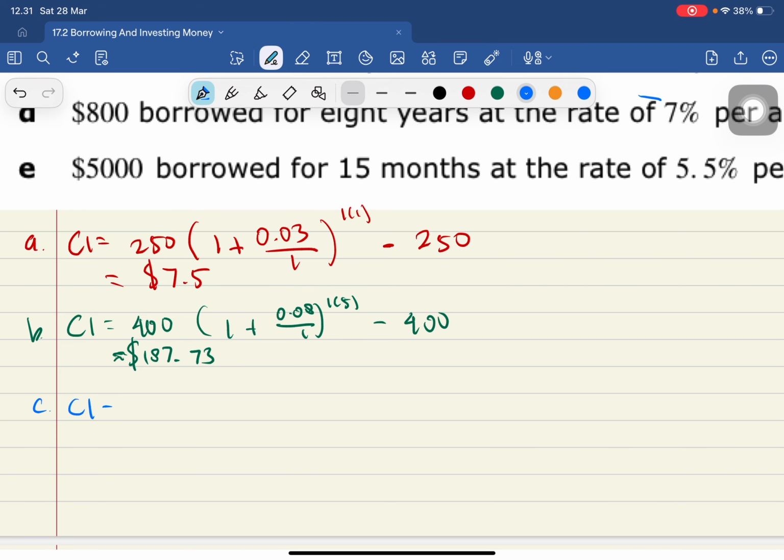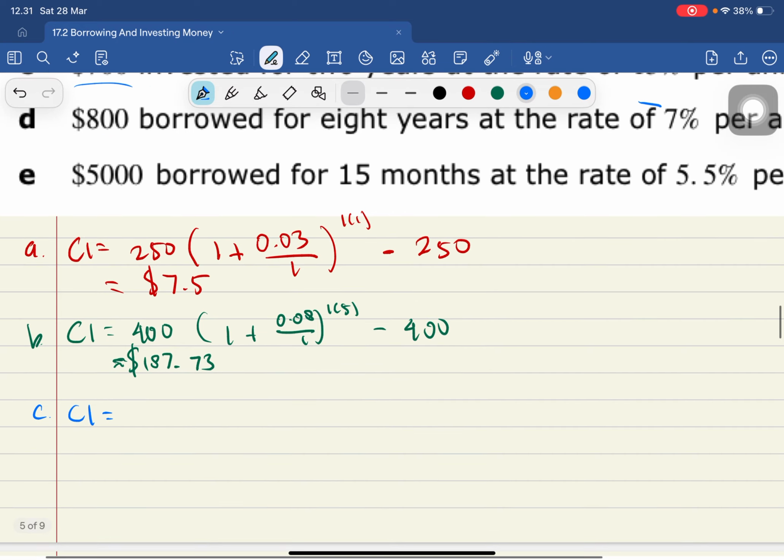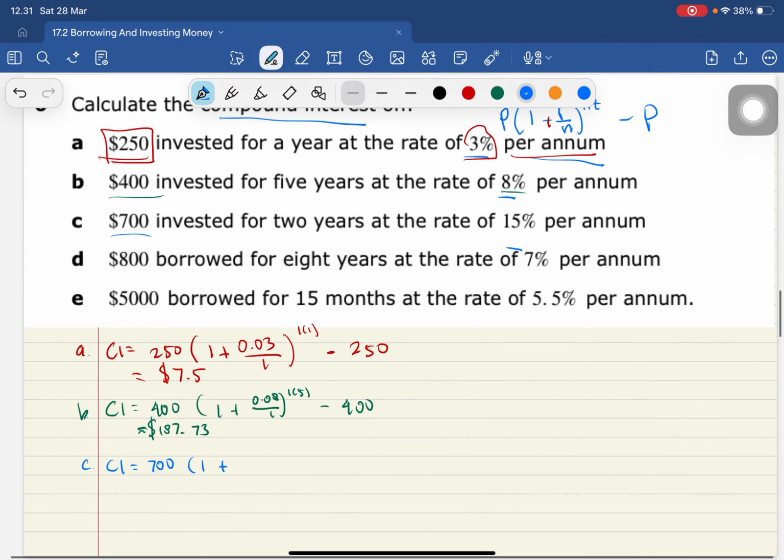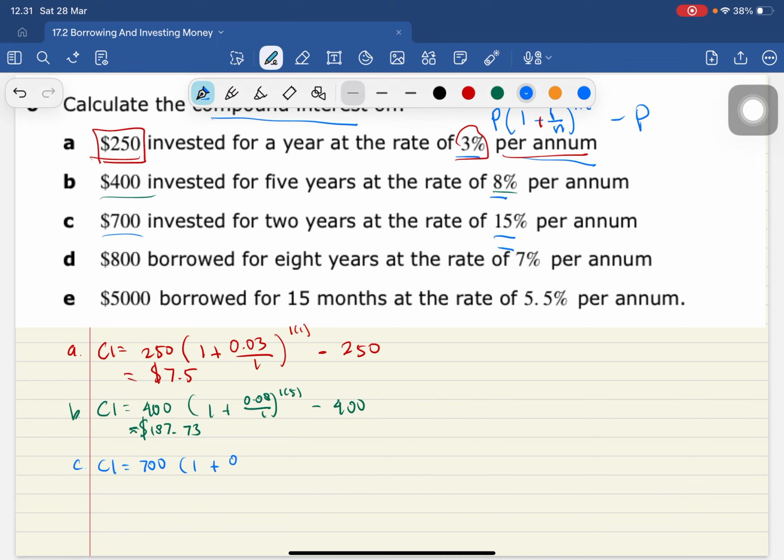C, compound interest. So the initial money is 700, so you write it here, 700. 1 plus the rate of interest 15%, so it's going to be 0.15 divided by 1 per annum, per year. Then to the power of 1 times 2, for 2 years, minus 700. So the compound interest at this rate you will get is 225.75.